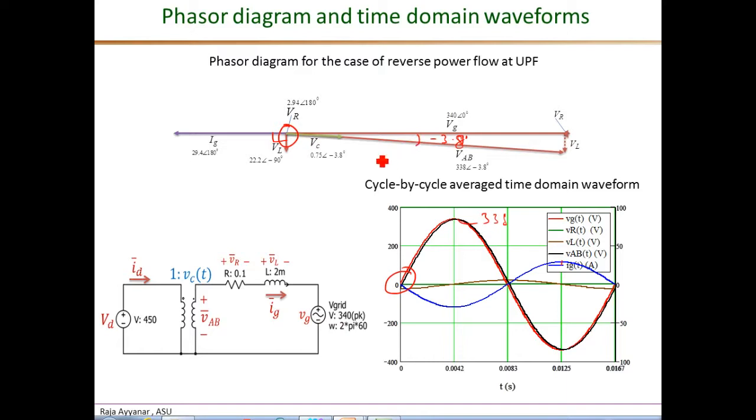And finally, the control voltage VC is going to be in phase with VAB, and its peak value is 0.75. This also is a sine wave, 0.75 sine omega t minus 3.8 degrees, and I'm not showing that waveform because it will be hard to see in this scale of 400 volts.